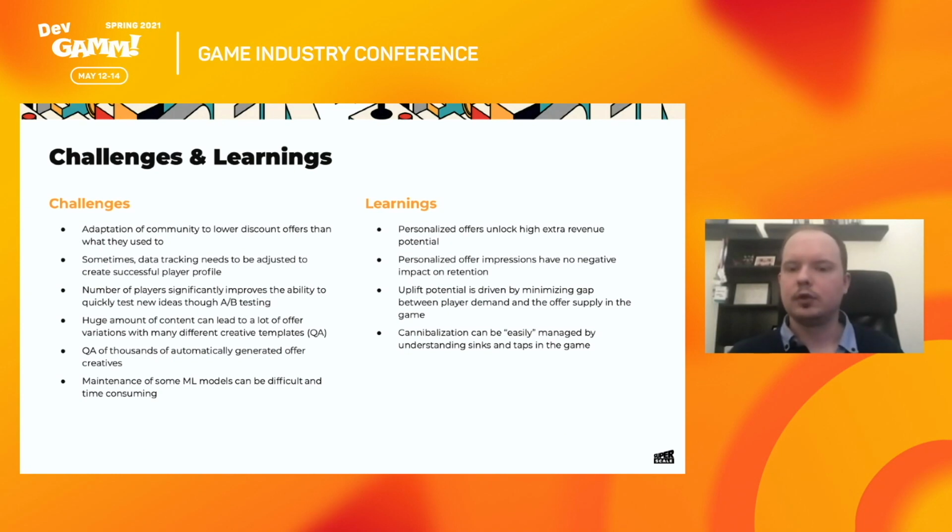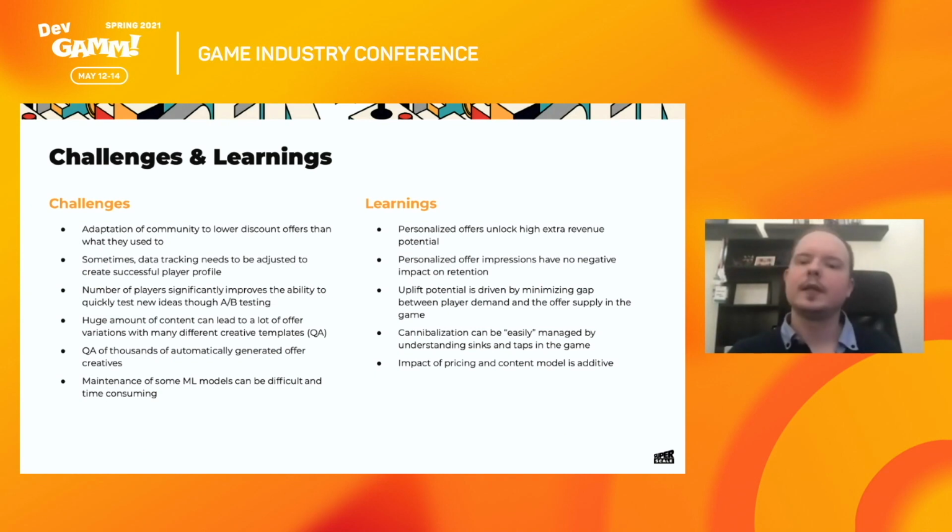So cannibalization can be easily understood and managed, because as we see it through different in-apps, we can understand that probably some things don't work at all. So in the content offering for that system, we can actually minimize the content, which basically decreases the cannibalization for that in-app.